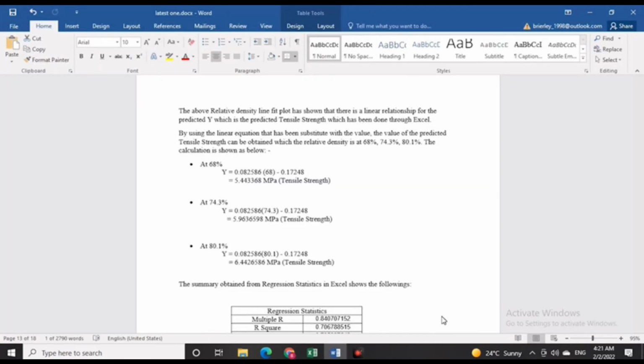Then we can use the x values from the question given, which are 60%, 74.3%, and 80.1%, to determine the trend of the graph. We just take the relative density and multiply by the x variable, which is 0.08256, and then add the intercept, which is negative 0.17248, and we will determine the tensile strength for the given relative density.